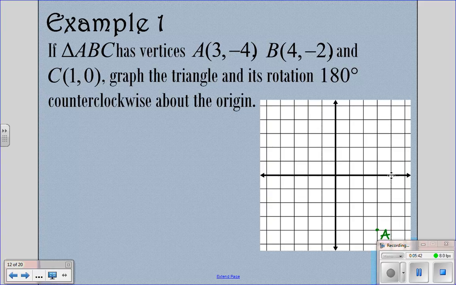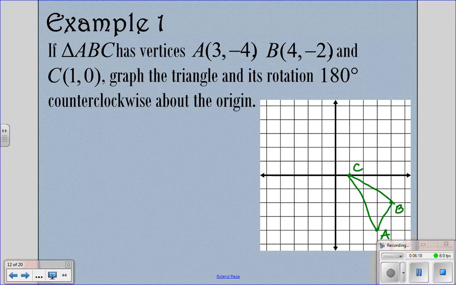We're going to graph B, and then we're going to graph C, so there's our triangle, and then we want to rotate it 180 degrees, and it says counterclockwise, but again, that's redundant because it doesn't matter if you go 180 degrees.